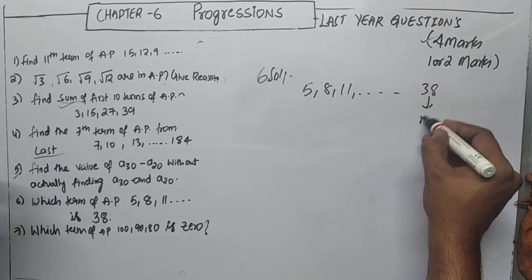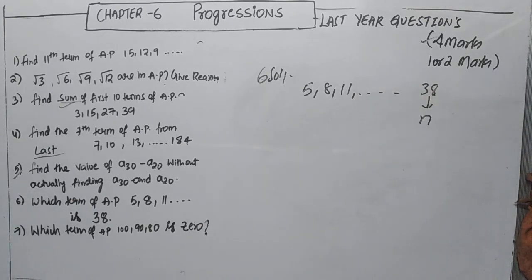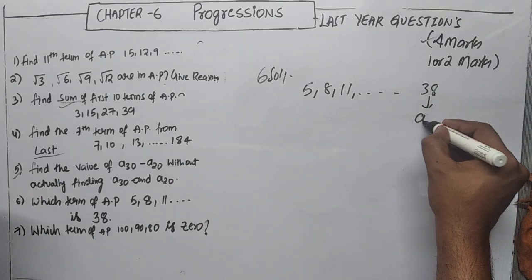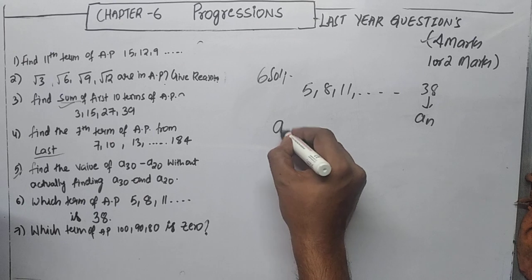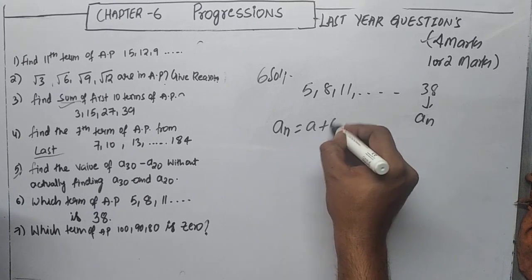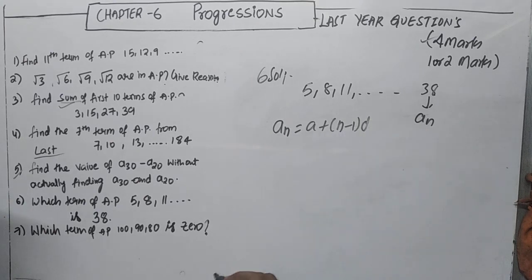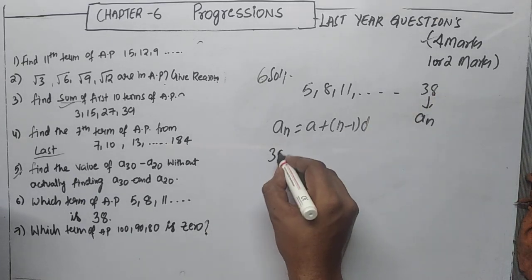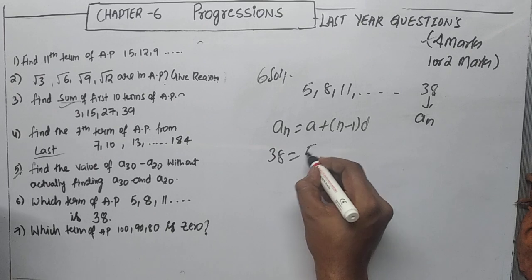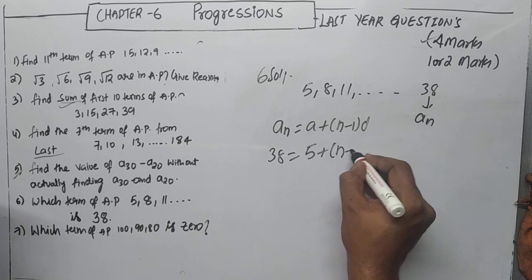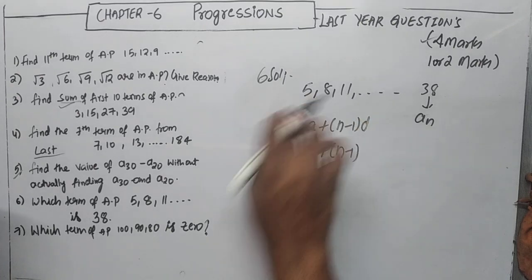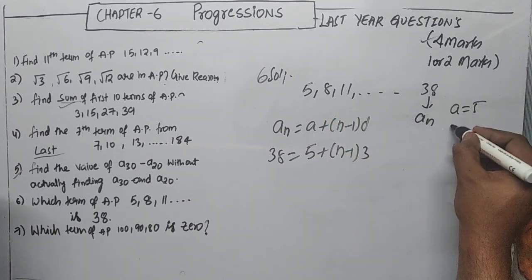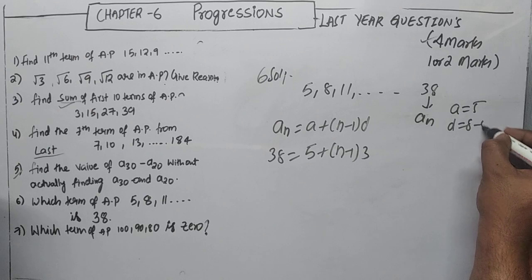He is asking whether this 38 belongs to this AP. So what is the n value for this? We have to calculate the n value. We can assume that this is our last term, the nth term. Here we know the formula an is equal to a plus (n minus 1) into d. Here we have to find the n value. So an value is 38. What is a value? 5. N value we don't know. D value is 8 minus 5, which is 3. Here a value is 5, and d value is 8 minus 5, which is 3.